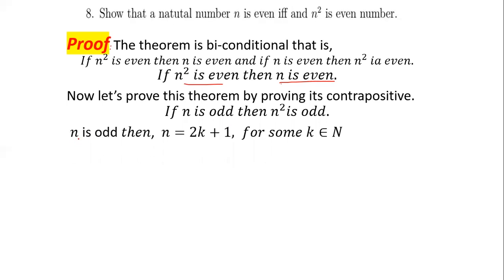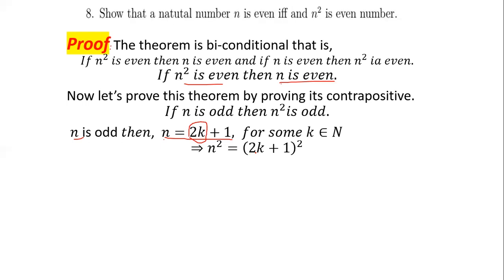So let us start our proof by assuming, or simply taking, an arbitrary natural number n which is odd. If this n is odd, then the natural number n could be written in this form, that is 2k plus 1, where k is any natural number. Twice k is an even number, plus 1 is really an odd natural number. So if the odd natural number is written in this pattern, what will be the square of this natural number? Could it be an even natural number or an odd natural number?